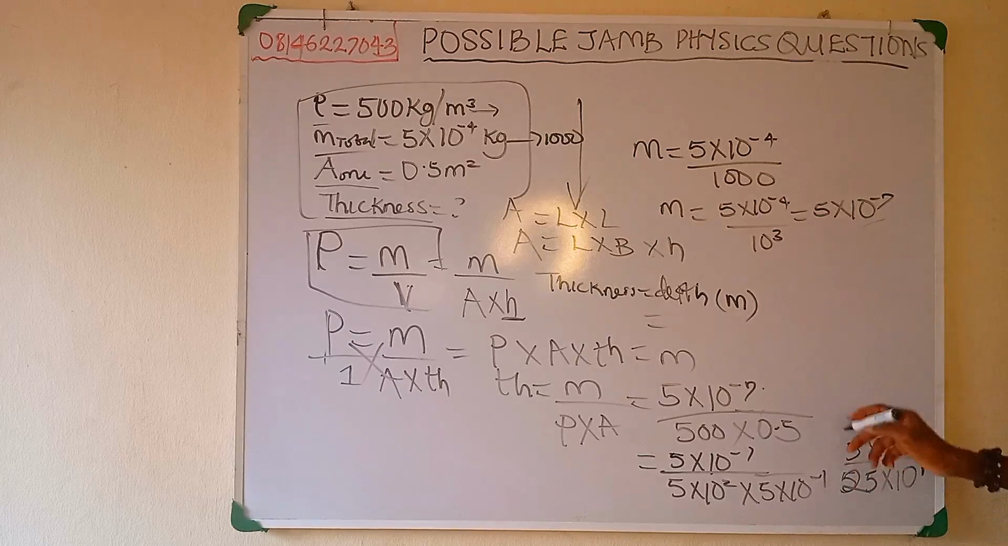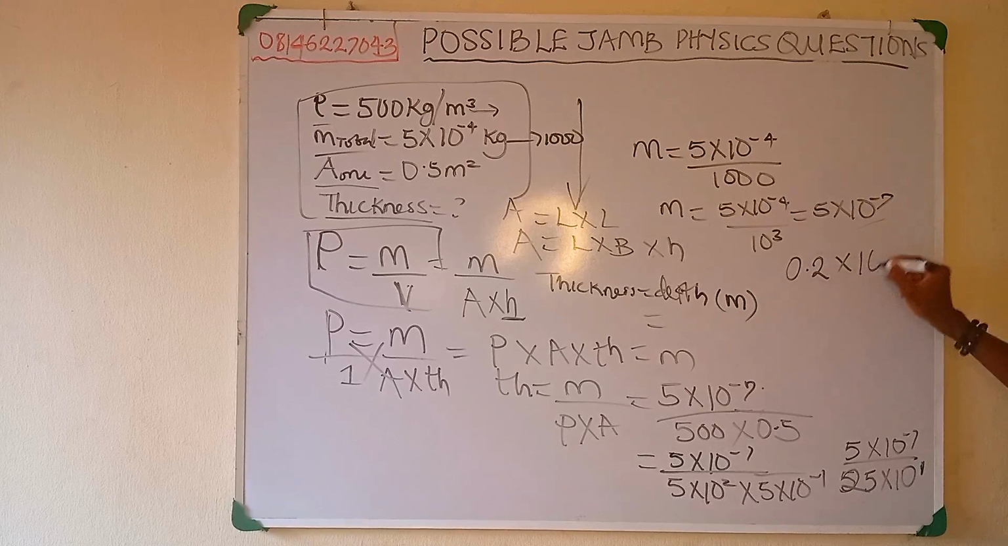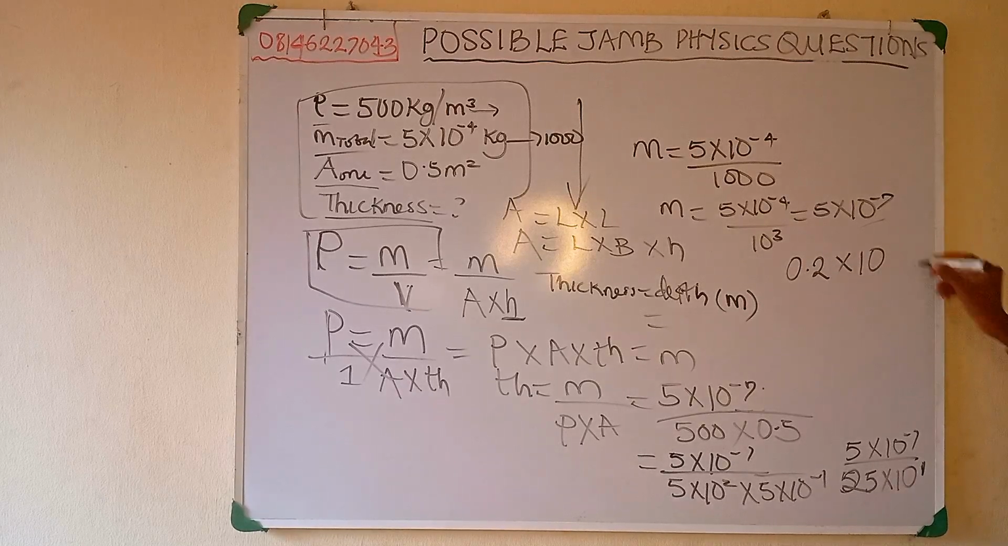So what do you get now? You have 5 divided by 25. I want to teach you how to solve it: 5 divided by 25 is 0.2. So what do you have now? You have 0.2 times 10 raised to power minus 7. If you bring this 1 up, you're going to get minus 1. Just leave your answer in index form in case you cannot do it on calculator.